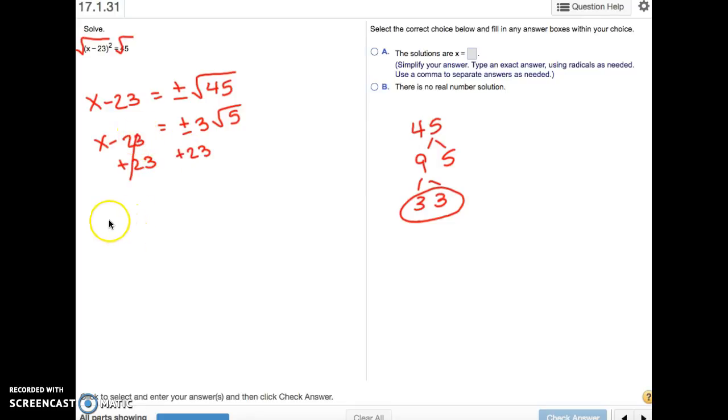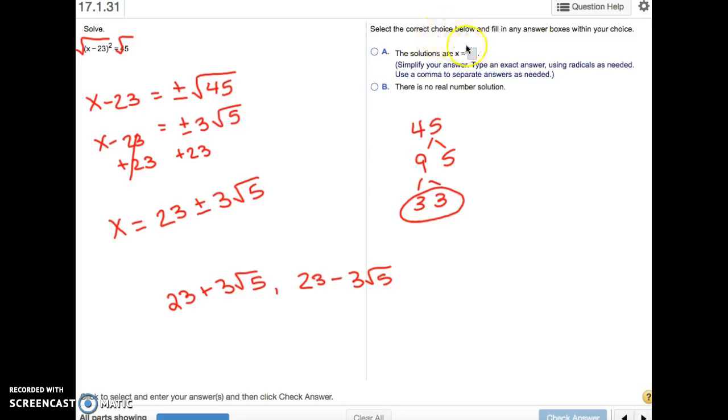And just out of habit, I always put my number first, so the 23, my integer. And then I always write plus or minus 3 radical 5. Now again, when I type this in, I'm going to type in 23 plus 3 radical 5. And then I'm going to type in 23 minus 3 radical 5. So that would be what I would enter in that box.